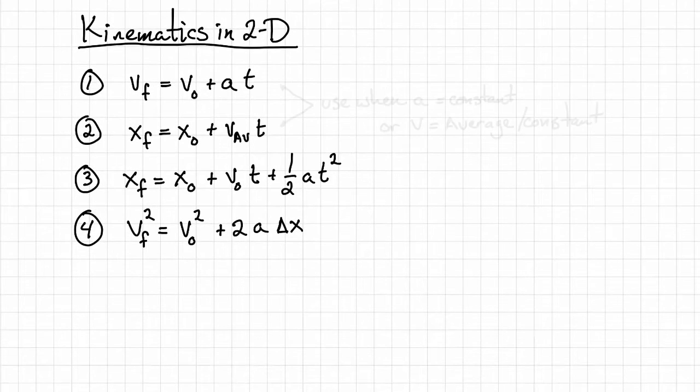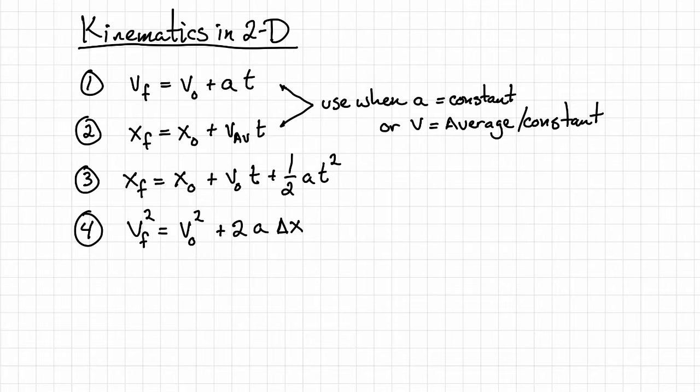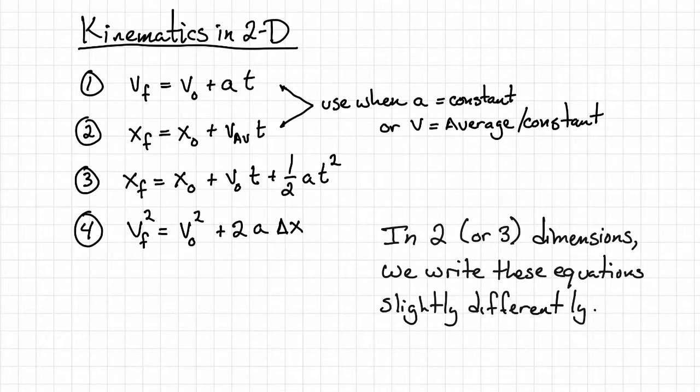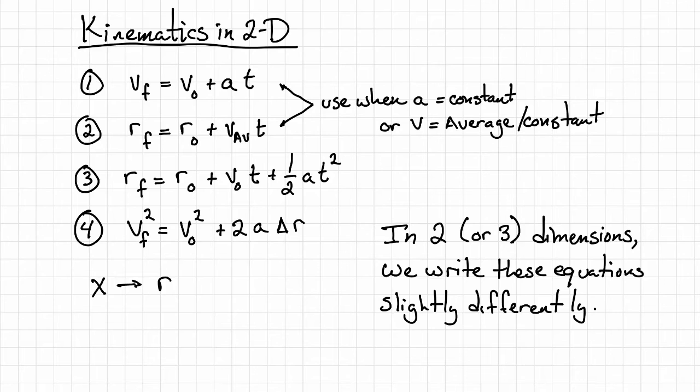Let's talk about two-dimensional kinematics. In lecture, we've already talked about the four equations of kinematics in one dimension, and the equations of kinematics in two dimensions are pretty much the same, with a couple of small changes. The most noticeable change is we take the position variable x and transform it into the variable r to encapsulate all motion in both the x and the y direction.